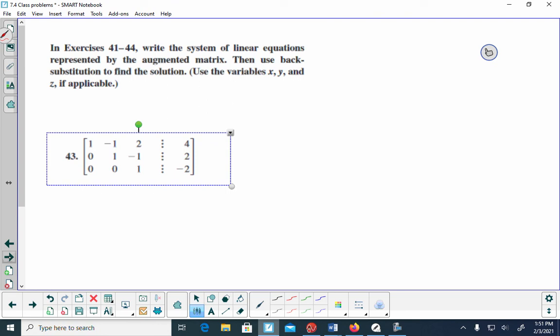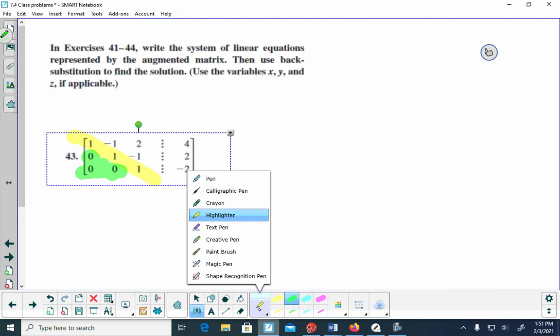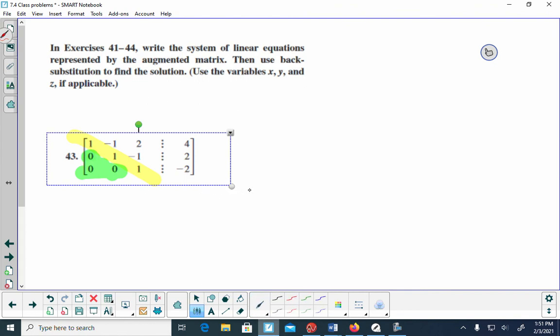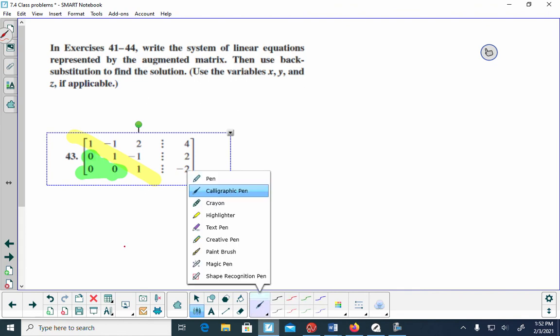Okay, the next one says write the system of linear equations represented by the augmented matrix, then use back substitution to find the solution. So this one is what we just talked about. It has the lead coefficients of 1. Everything below those lead coefficients in the matrices are zeros. So this is where it would be a great time to stop and use back substitution. So if I use back substitution, first I'm going to write the system.